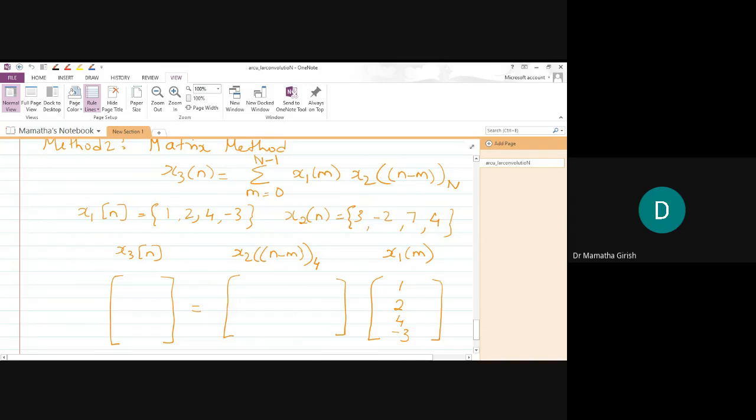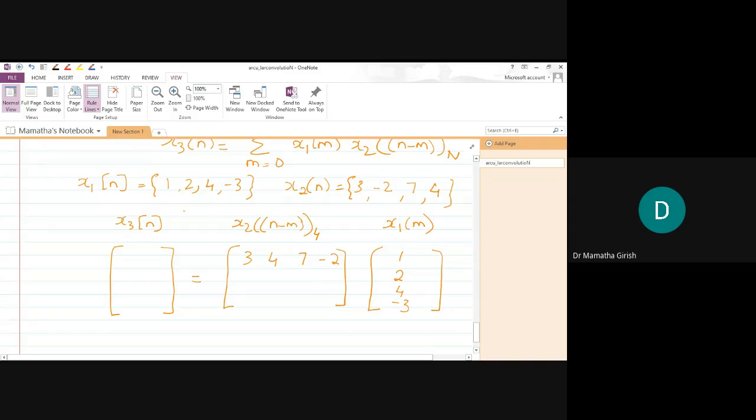So what is my x2 of n? 3, minus 2, 7, 4, right? So how do people write this? Instead of starting from this order, go from this order. The first sample is 3 as it is. Instead of writing minus 2, what you must do? Start from the last: 4, then 7, and then minus 2. Is it clear? The first sample, no change. Instead of starting from this sample, start from the last sample. 3, 4, and then 7, and then minus 2. Okay, so that is the elements of the first row.